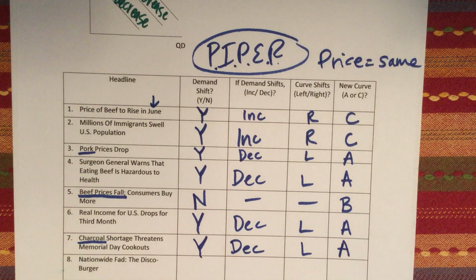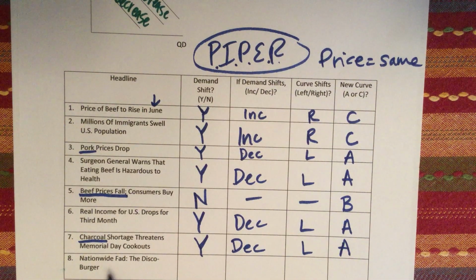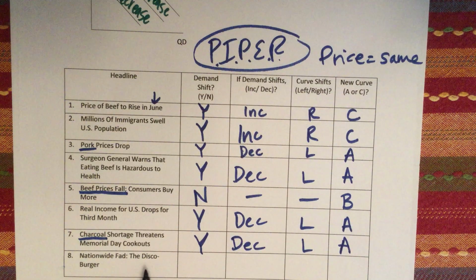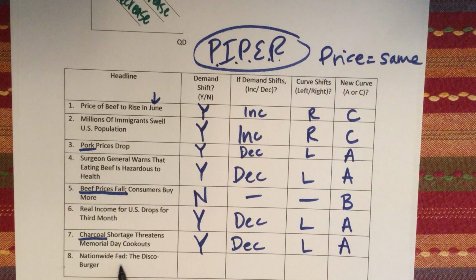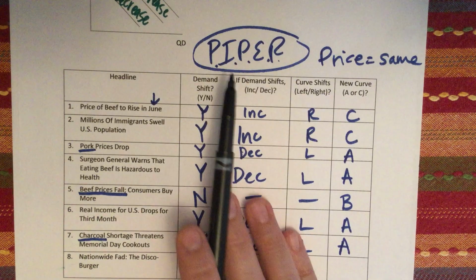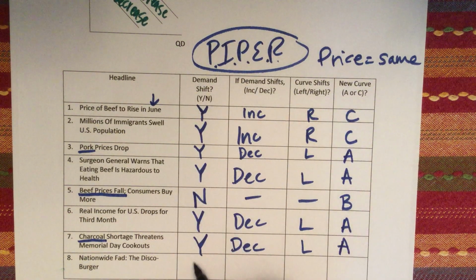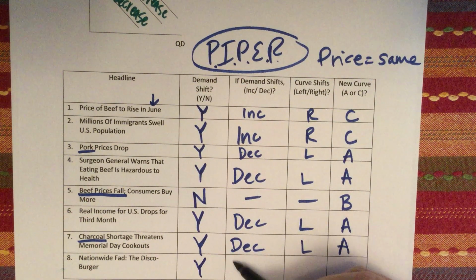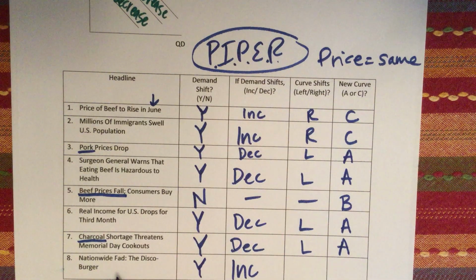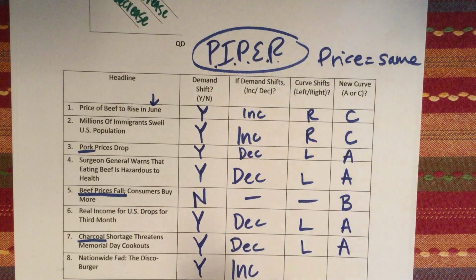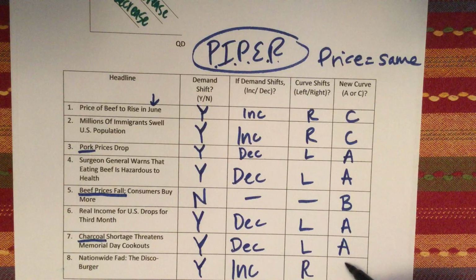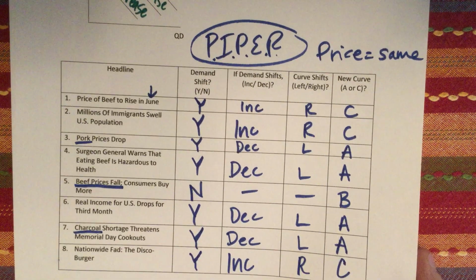Okay, so then lastly, nationwide fad, the disco burger. A fad is a trend, something that is hip, something that's popular, that's trending. If it affects your preference, then yes, it does affect demand. It is going to increase our demand because if it's popular, we all got to go and get one. It's going to shift to the right and the new curve will be C. All right, so hopefully that has helped you.